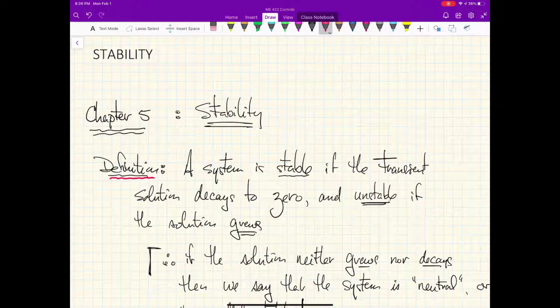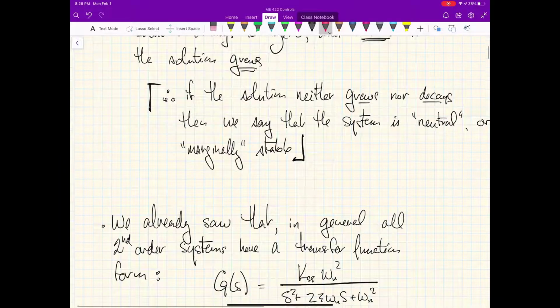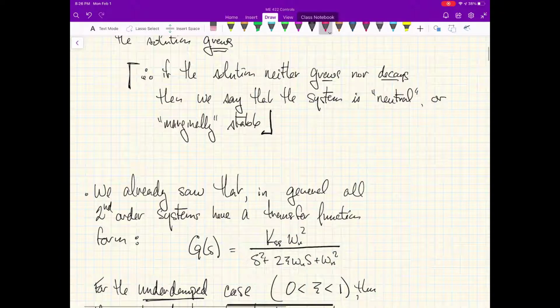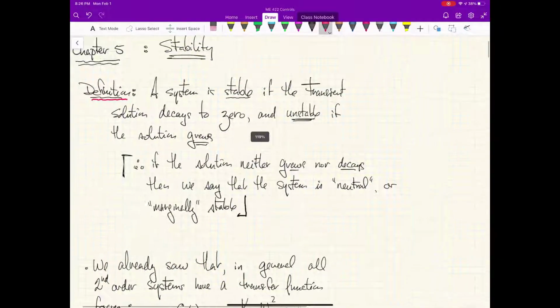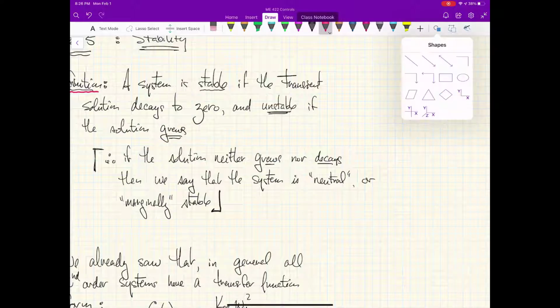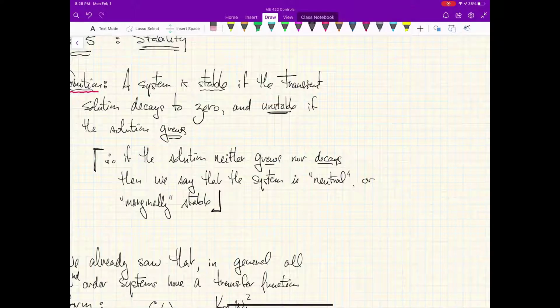So that follows our typical understanding of stability in layman's life. Now, of course, there's a special case here that is worth highlighting: if the system neither grows nor decays, then we say that the system is neutrally stable, or neutral, or marginally stable. Those are all synonyms. Let me plot these cases on the side here to give you an idea, although I think you can probably largely do this on your own already.